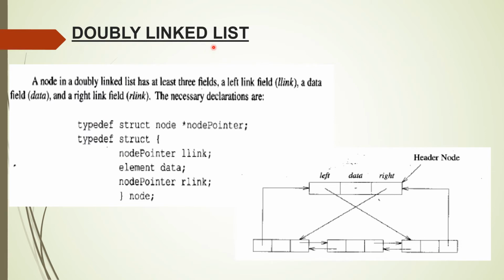So next is the doubly linked list. You have already studied the concept of singly linked list and circular singly linked list. Why the name singly linked list? Because in the simple linked list, or single linked list, or in the circular single linked list, there will be only one link field. The disadvantage of having a single link field is that you can traverse the single linked list in only one direction.